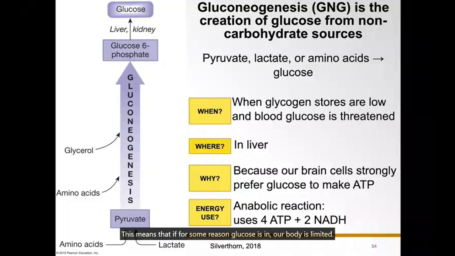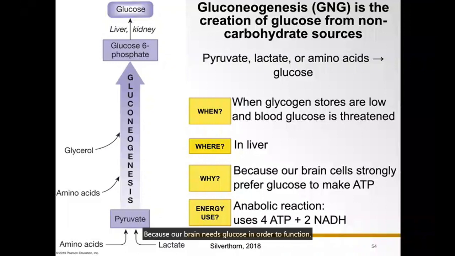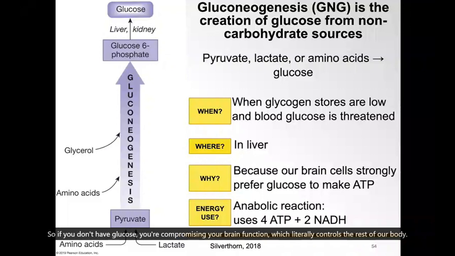This means that if for some reason glucose in our body is limited, which happens in prolonged fasting, for instance, then without gluconeogenesis, we would be in danger of starting to have neural symptoms. Now, the best case scenario is a headache, but the worst case scenarios are seizures, coma, or even death, because our brain needs glucose in order to function. So if you don't have glucose, you're compromising your brain function, which literally controls the rest of our body.